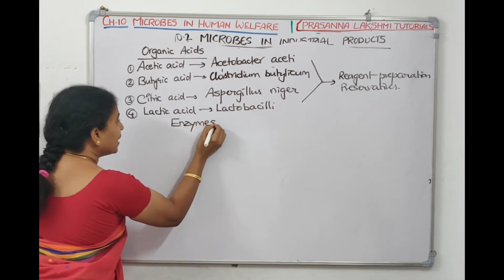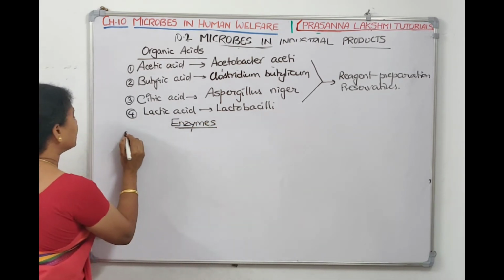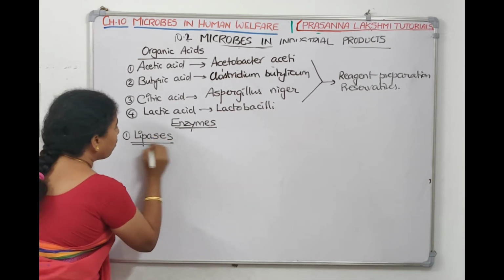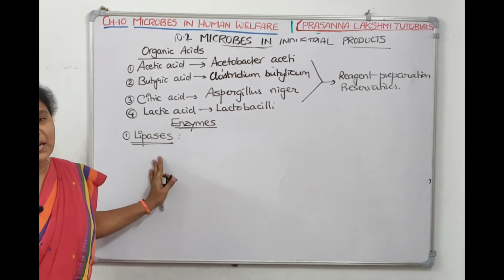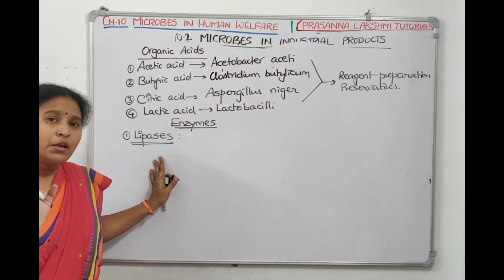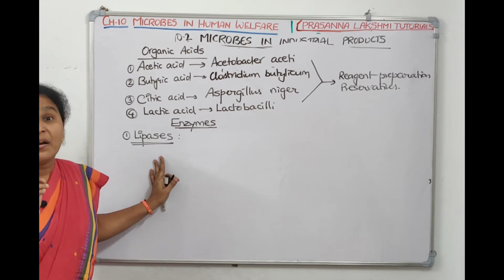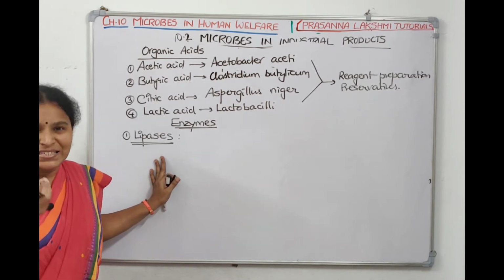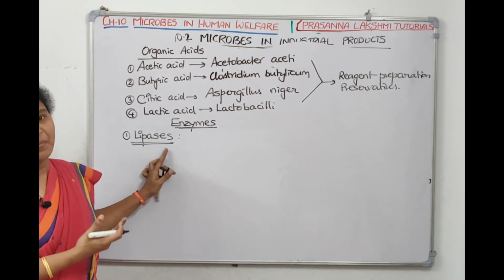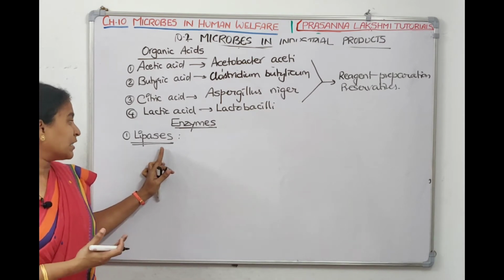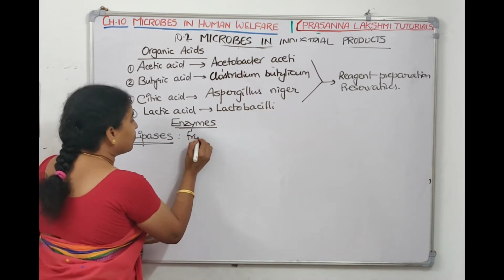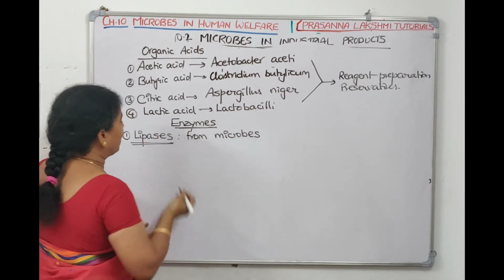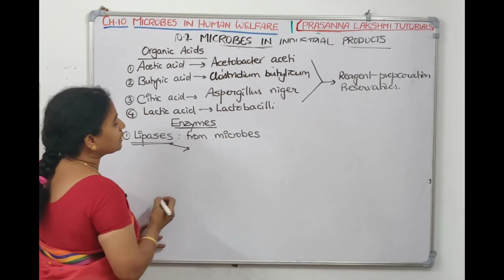There are so many enzymes, but we will see two main ones. The first enzyme is lipase. From bacteria we extract the lipase enzyme. Where do we use it? In the laundry and dry cleaning industry, to remove oil stains. In detergent formulations we use lipase. We extract lipases from microorganisms like bacteria.